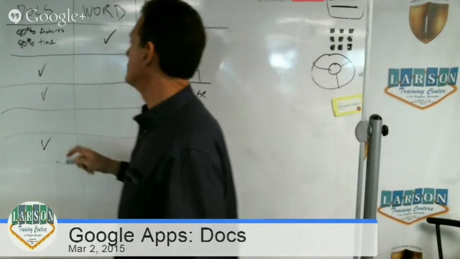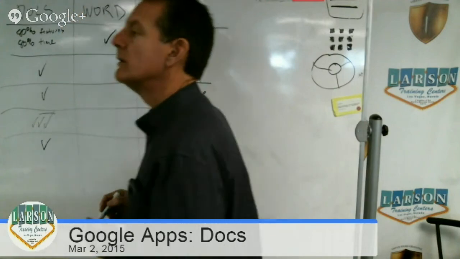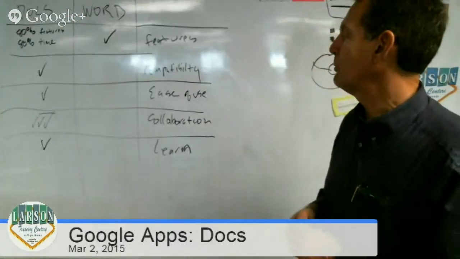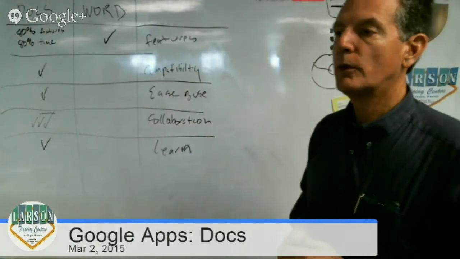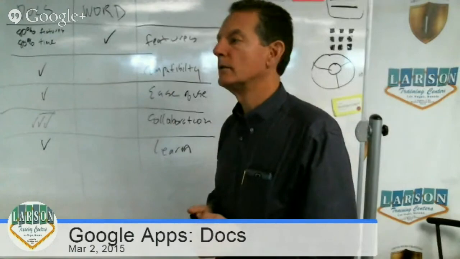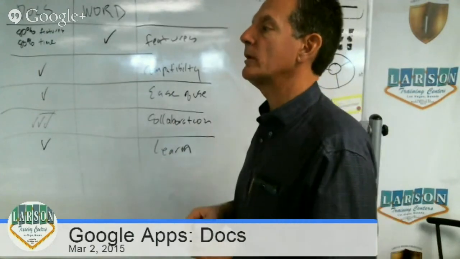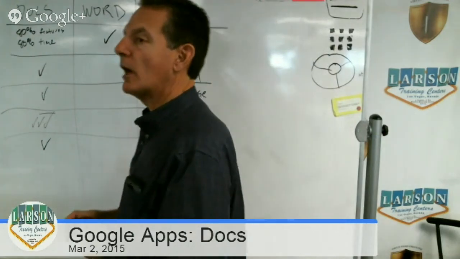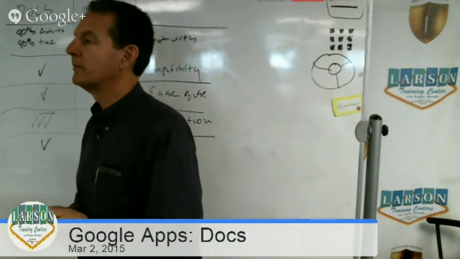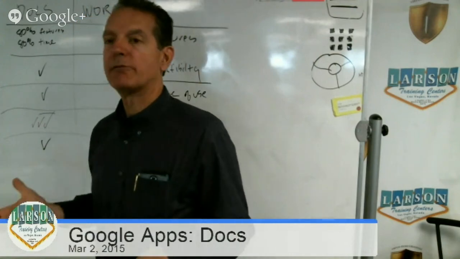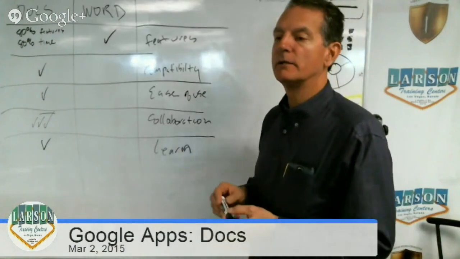Collaboration. Now this is much better. Docs is made for collaboration. What do I mean by that? Others can work on it. Multiple people can be working at the same time. Now, when you have 20 people working on a document at once, it gets a little bit hairy.